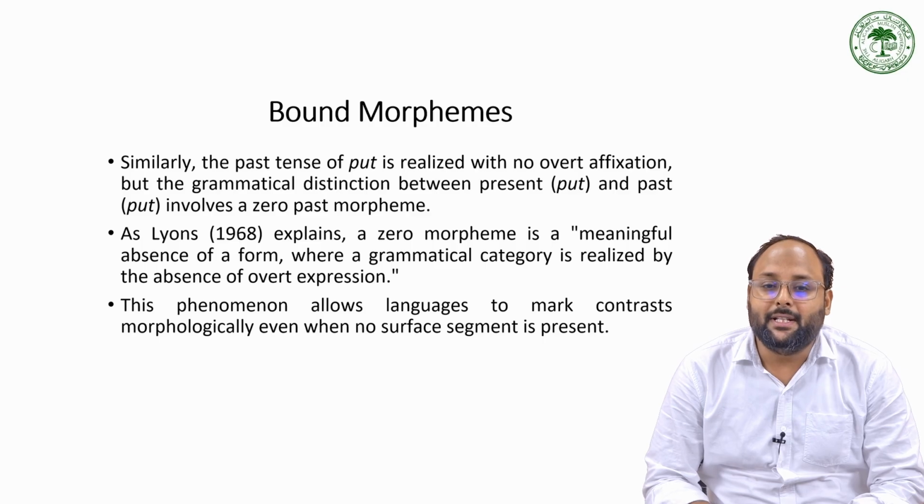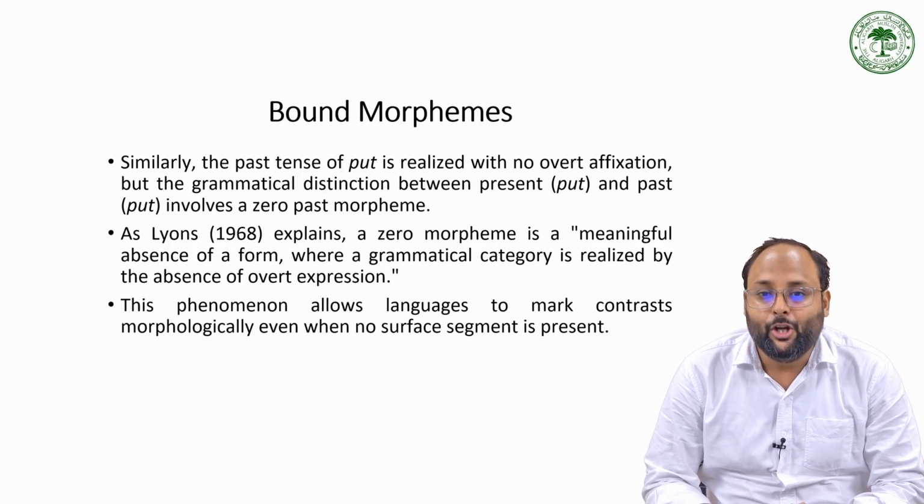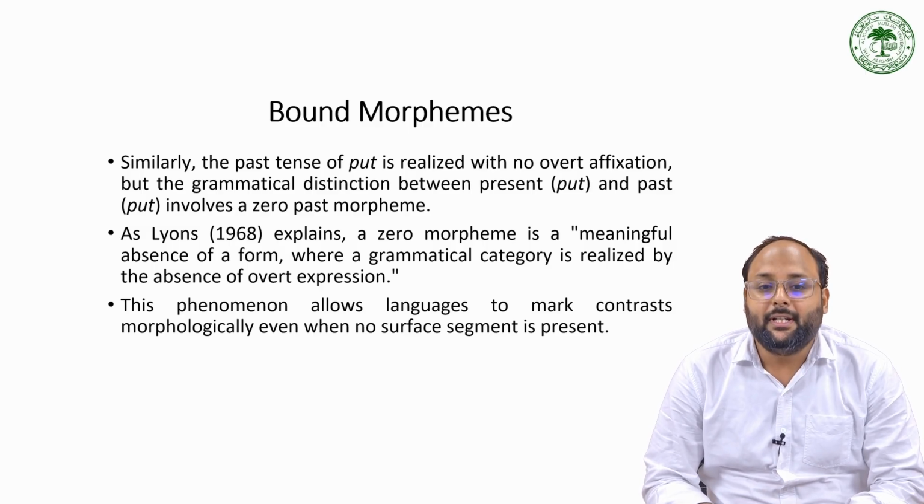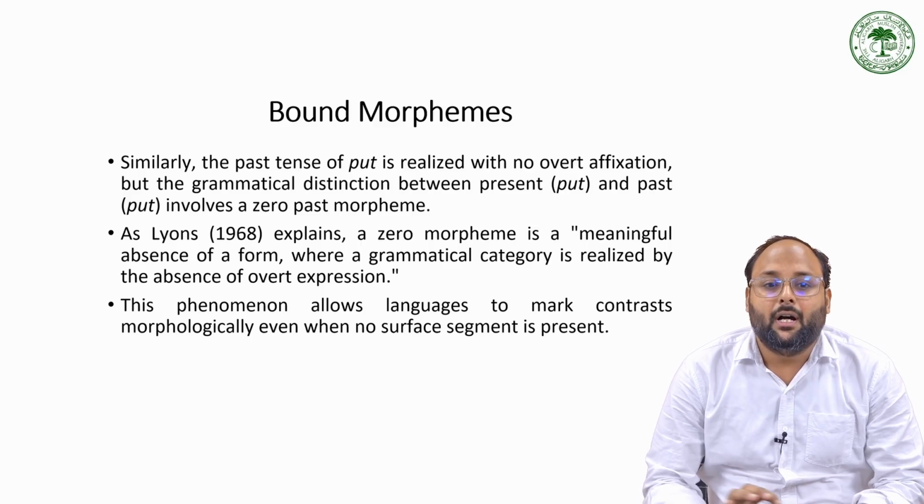Author Leon explains that a zero morpheme is a meaningful absence of a form, where the grammatical category is realized by the absence of overt expression. Overt expression means there is an orthographic representation of that form, but here there is none, yet it represents some grammatical category. It represents some meaning without any form. So this phenomenon allows language to mark contrast morphologically even when no surface segment is present. That is called the empty morph.